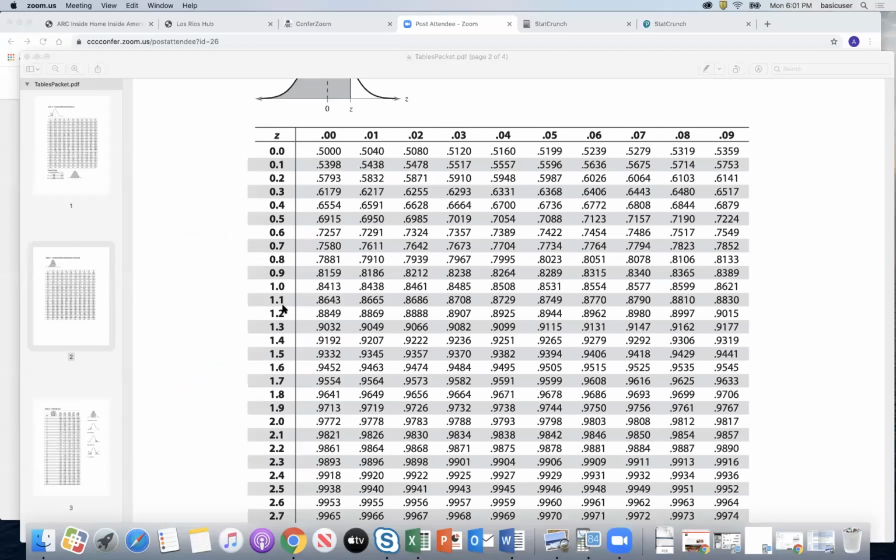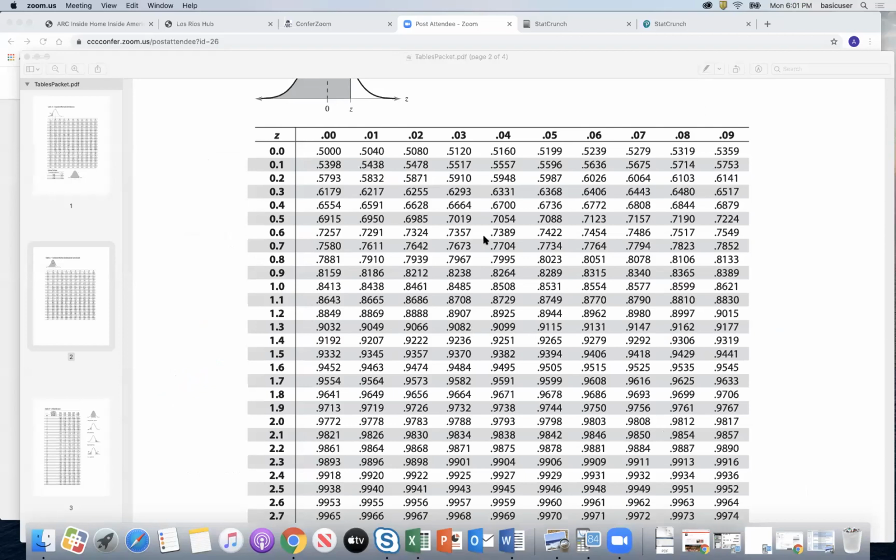So I'm going to 1.33, and that's 0.9082. And so I'm going to do 1 minus that. 1 minus 0.9082 is approximately 0.0918, and that would be your answer.